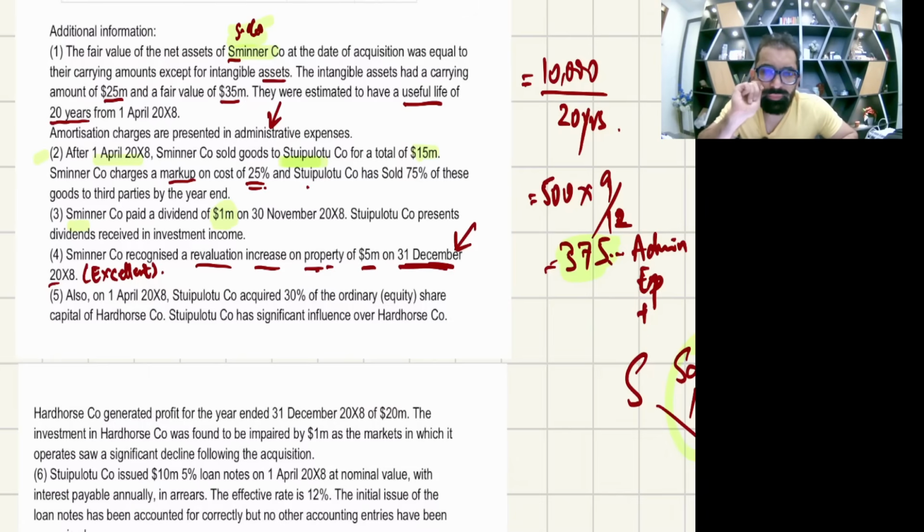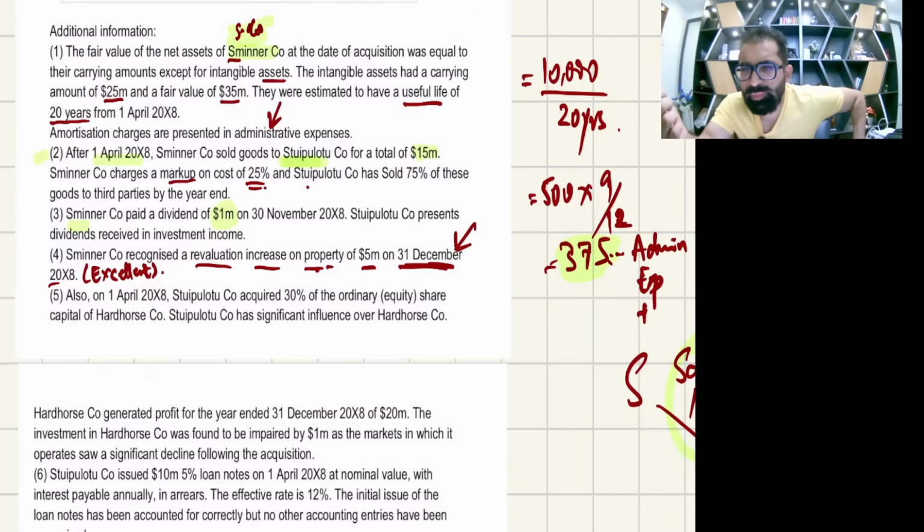Okay, now the last thing is associate. Very simple. Let me recall for you, because there is a theory part for this as well. When you have significant influence in any company, that company is an associate and you are the parent, and now you have to do equity accounting, a one line adjustment.